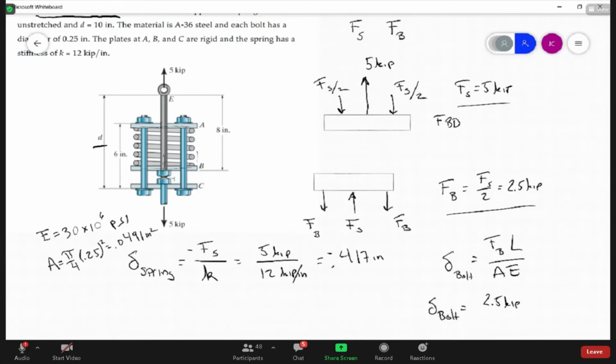The bolt length is going to be this full 6 inches. You don't have to subtract off the plates. A is the 0.0491 inches squared, and then E is the 30 times 10 to the 6th PSI, and this will give me an answer in inches.